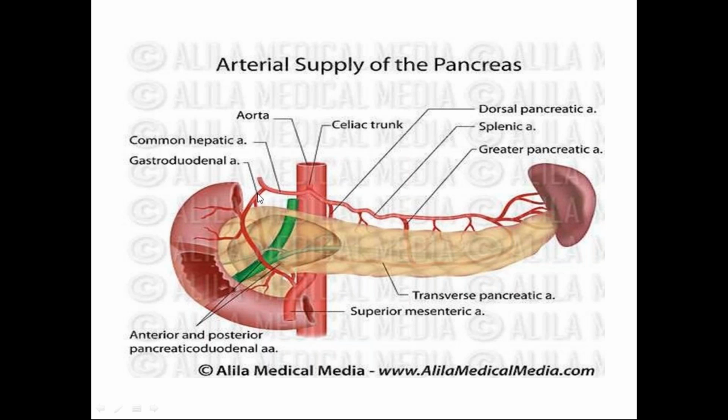In this image you could clearly see the superior pancreatic duodenal artery with corresponding anterior and posterior branches, which are from the gastroduodenal artery, a branch of the common hepatic artery. The superior mesenteric artery directly gives rise to the inferior pancreatic duodenal artery, with anterior and posterior branches.